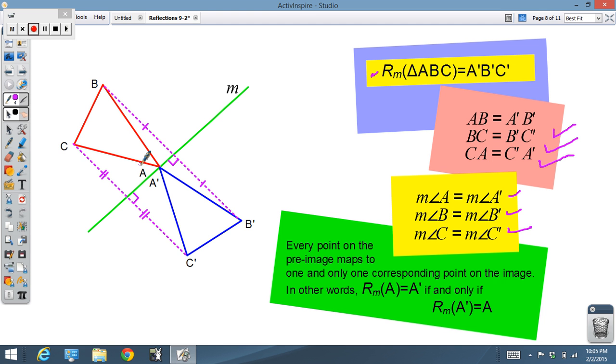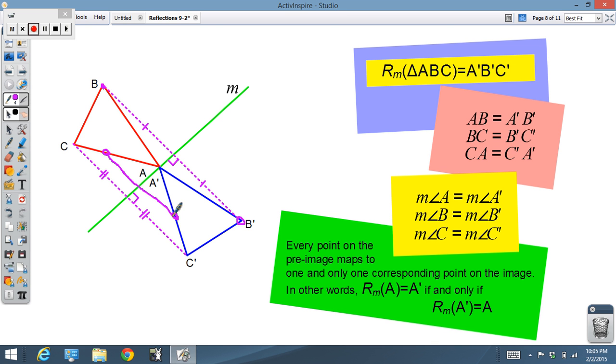Okay, angle A is congruent to A prime, C is congruent to C prime, B is congruent to B prime. All right, side lengths and angles are all maintained. Finally, every point on the pre-image maps to one and only one corresponding point on the image. So B has only one matching point, and that's got to be B prime. This point right here has one and only one matching point.